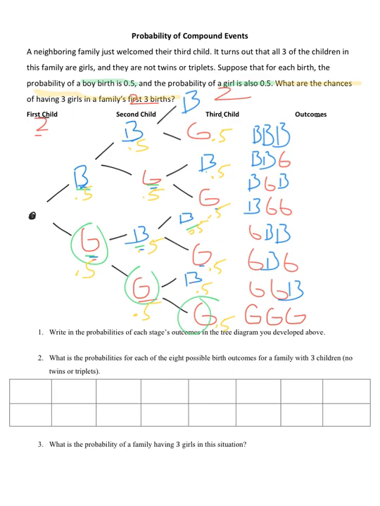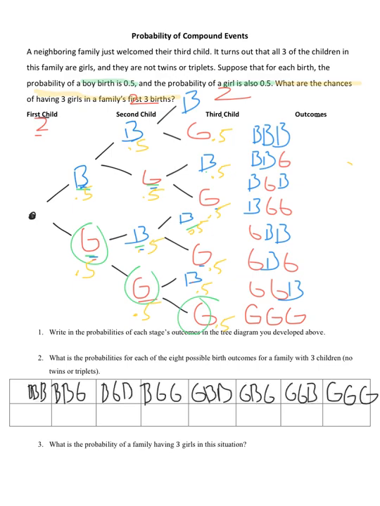So question 2 is going to ask us, what are the probabilities for each of the 8 possible birth outcomes? And we have our 8 birth outcomes listed to the right. Let's add them in our table, and then let's figure out the probability. So we have our outcomes listed in our table. Now let's look at the probability.